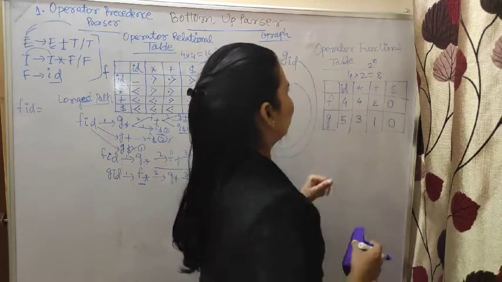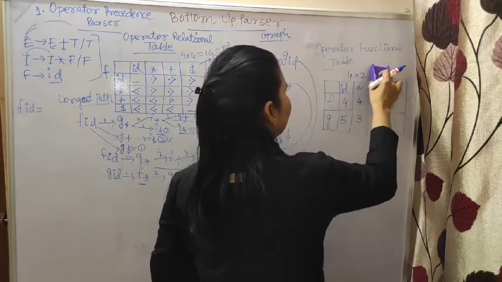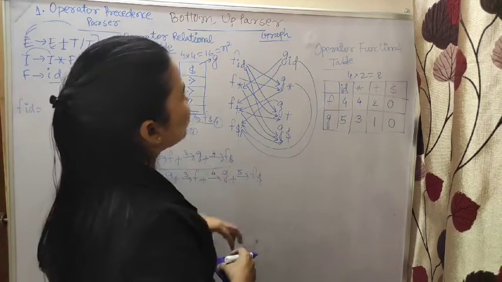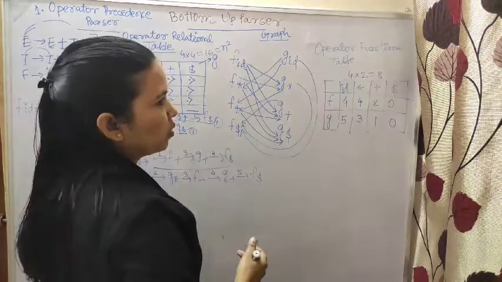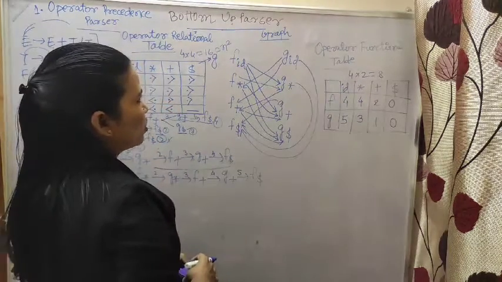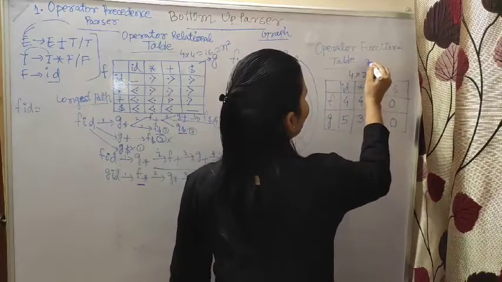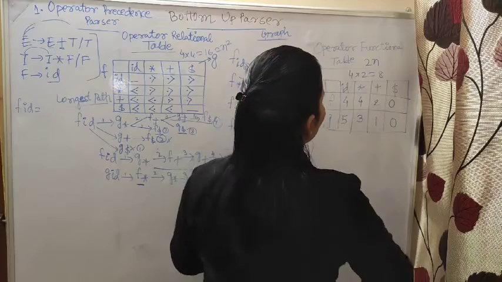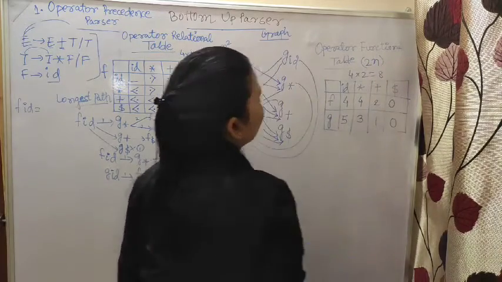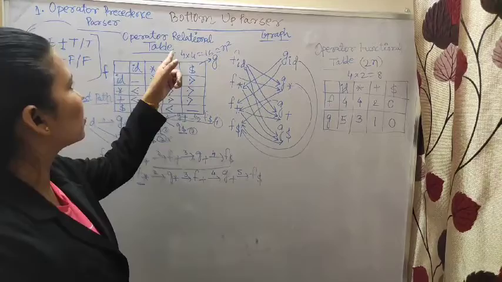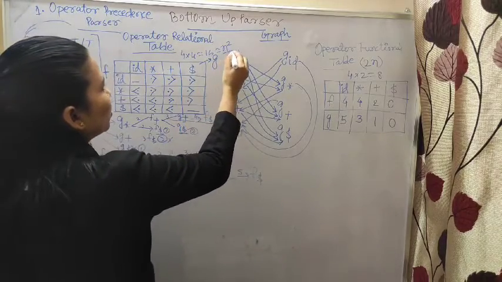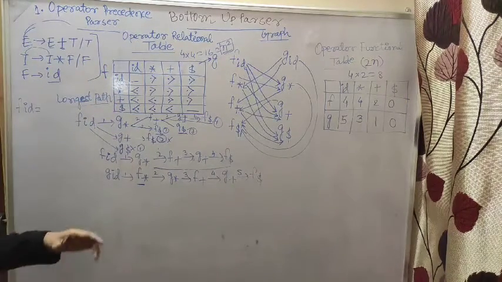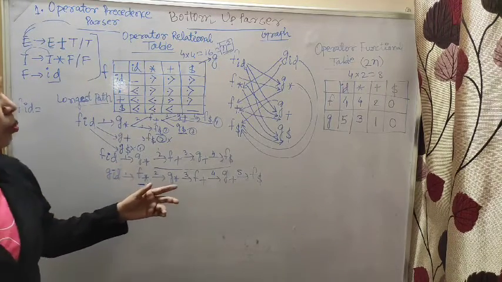So then you can say that this is 2n. 2 into 4, 2 into 3, like this, 2n. This is the size of the operator functional table, and this is the size of the operator relational table, n square. Okay, we have seen already in the operator functional.